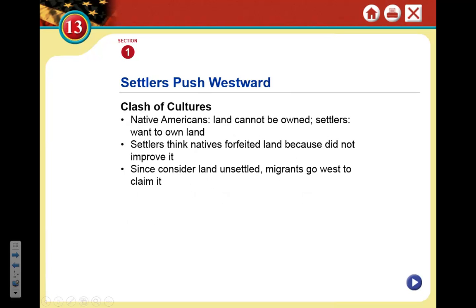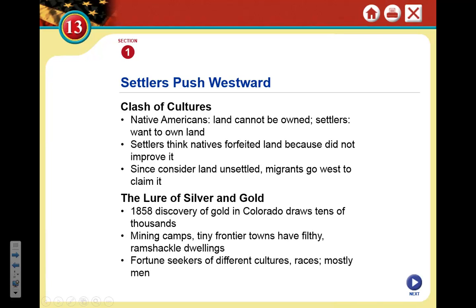After the Civil War, thousands of white settlers moved to the Great Plains. Some traveled there searching for gold. Others wanted to own land. They argued that because Native Americans had not settled down to improve the land, white settlers could stake their claim.